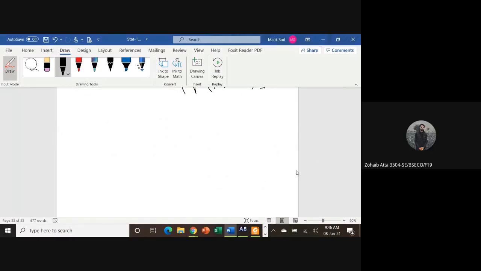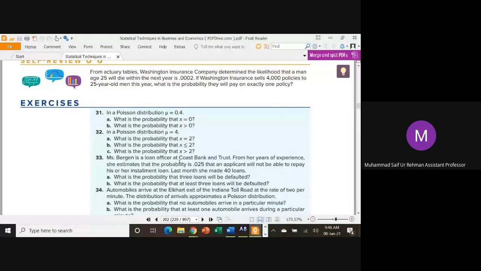Clear? Yes, sir. Then question number 33 is there, and let us try solving this. Miss Burjan is a loan officer at Coast Bank and Trust. From her years of experience, she estimates that the probability is 0.025 that an applicant will not be able to repay his or her installment loan. Last month, she made 40 loans. Okay, so now the question is, what is the probability that 3 loans will be defaulted? What is the probability that at least 3 loans will be defaulted?